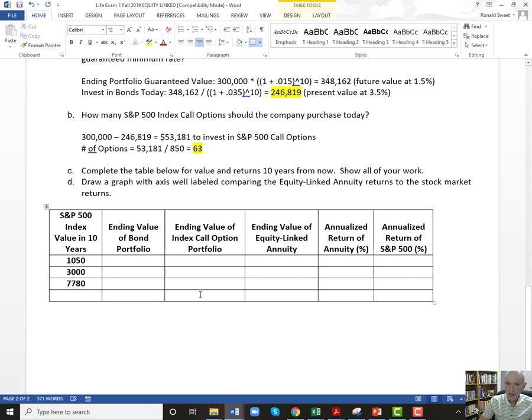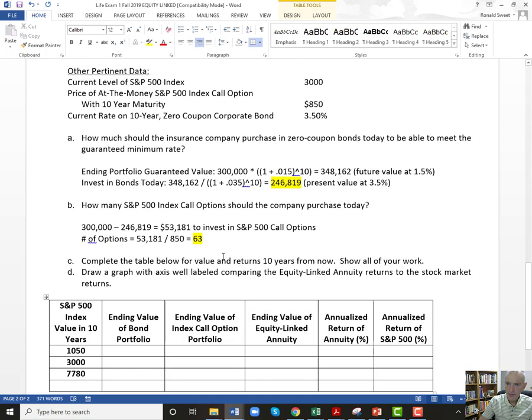So the ending portfolio value for the bond portfolio. Well, we don't really need to do any calculation. We already know that this bond will mature. So I don't need to do math there. It's going to mature at 348,162. Doesn't matter what the S&P 500 does. So let me make sure I didn't forget to talk about the axis over here.